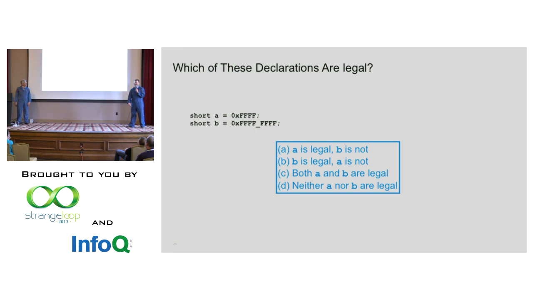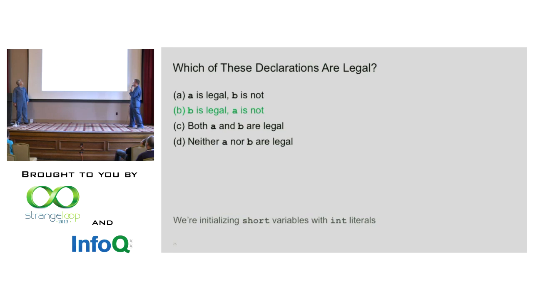Shall we see what's really going on here? Let's see the right answer. Who's right? A B. A compiles, but B does not. And the information here, that is perverse. We're initializing short variables with int literals. So let's take another look. I don't believe this. Let's take a closer look.